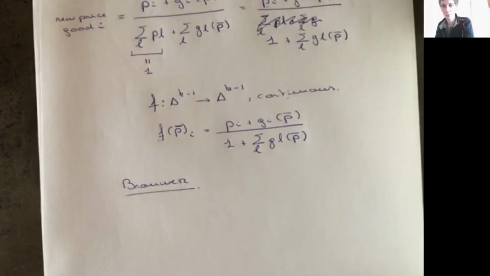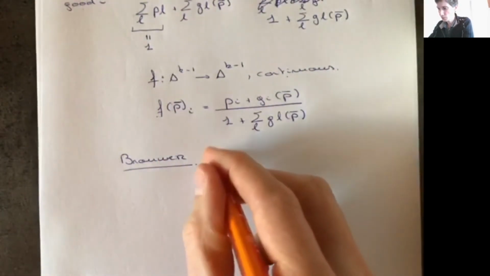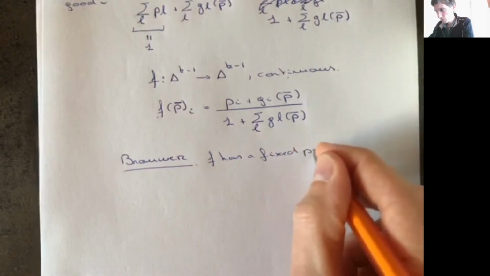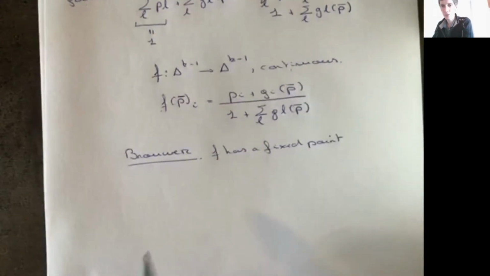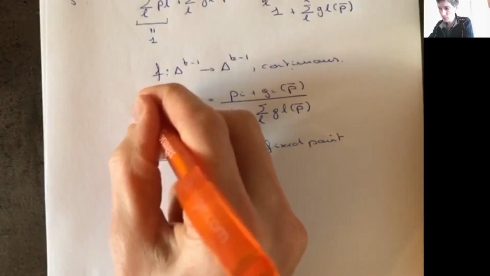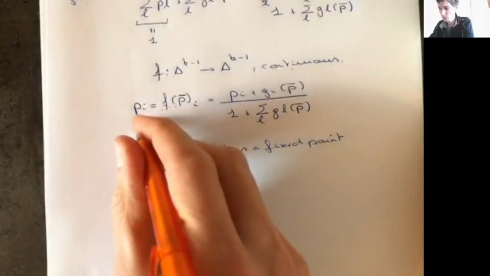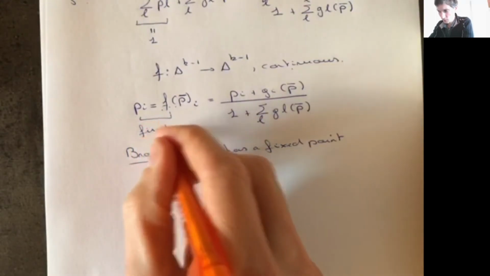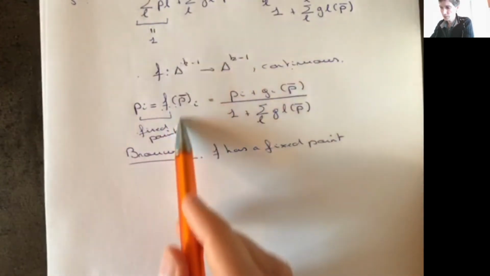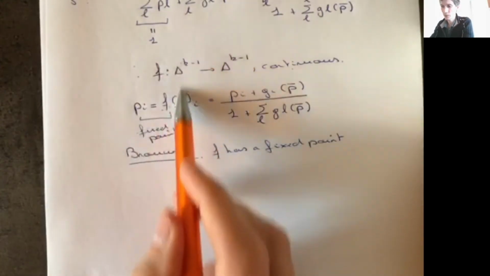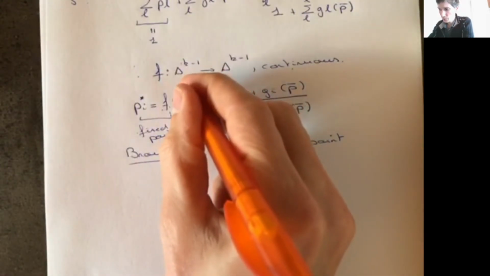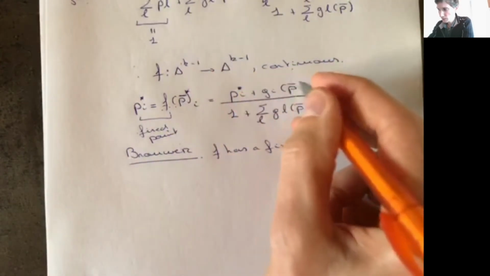And now we're going to use Brouwer's fixed point theorem. It says that f has a fixed point. So in particular there's a price p_i such that f(p_i) is equal to p_i, right? This is the fixed point. Of course, this is a vector of p_i's and this is a vector of f(p_i)'s, so this vector will be equal to this vector at the fixed point. Let me call this fixed point p star.